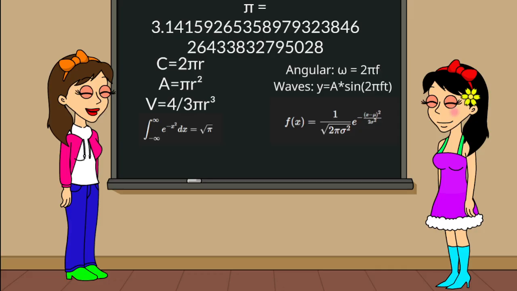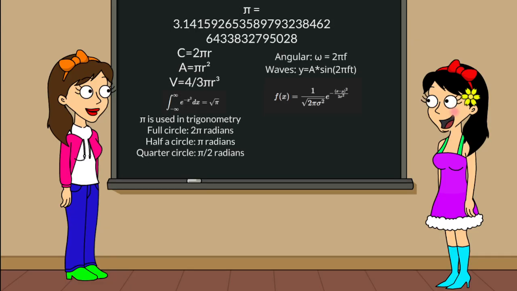So basically, pi isn't just about circles. It appears in physics because of waves, in probability because of the bell curve, and in calculus when we integrate symmetric functions. Fact number 3, pi appears in trigonometry and defines the radian system. A full circle equals 2 pi radians, half a circle equals pi radians, and a quarter circle equals pi/2 radians.